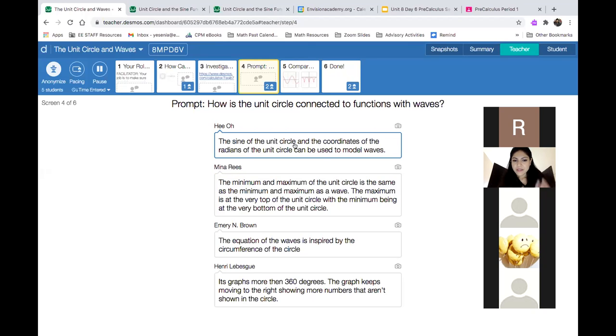We see the connection on how a circle can be used to model waves. And then we have that circumference coming up again. We have that this graph can go more than 360 degrees, which is important. Kind of like you could keep going as far as your motion.